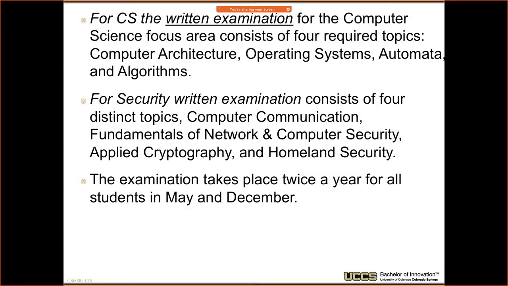I'm just going to mention this, just so we're all aware about the overall qualifiers. We have this other set of qualifiers, which are the written qualifiers, which is why we have the other one called oral. The written qualifiers for computer science are the 4 areas of architecture, operating system, automata, and algorithms. And for security, it's communications, fundamental networks, and computer security, applied cryptography, and homeland security. The exam for this takes place twice a year.